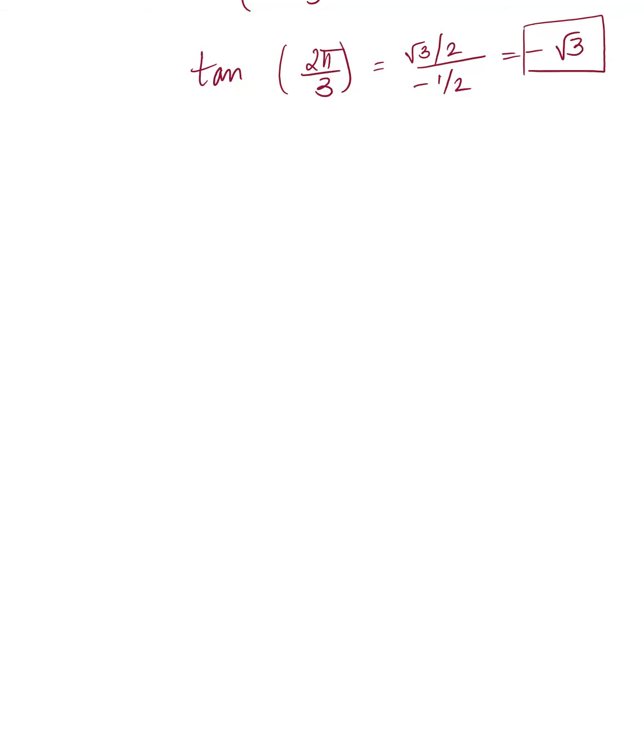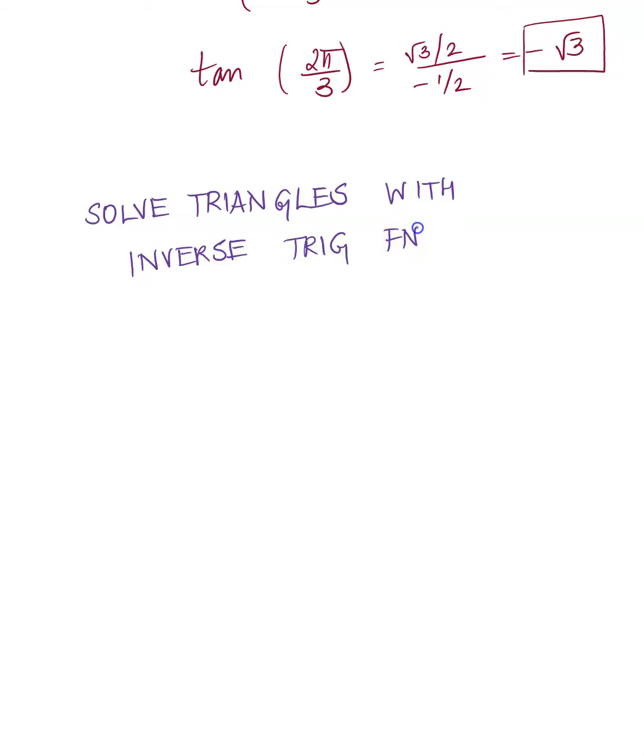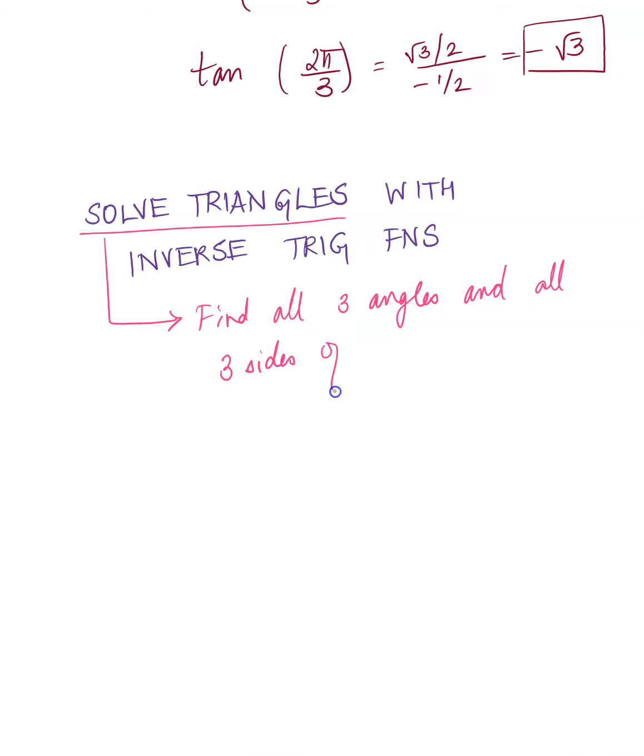The next lesson here is for us to be able to solve triangles using inverse trig functions. For that, I want to first define what solving triangles means. To solve a triangle means to find all three angles and all three sides of the triangle. That's what it means. So you're finding six pieces of information, and you'll have to use inverse trig functions. Now, if your question simply says find a particular angle, then just do that. But if they say solve the triangle, then that means all six.